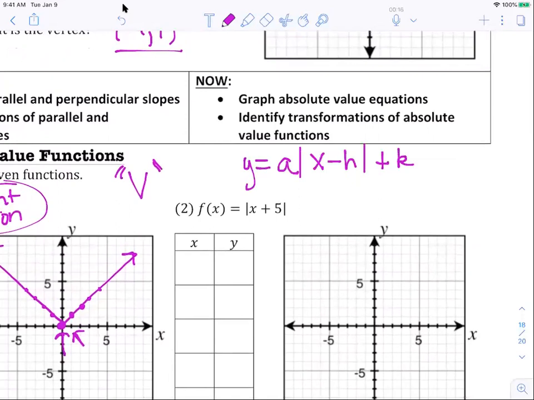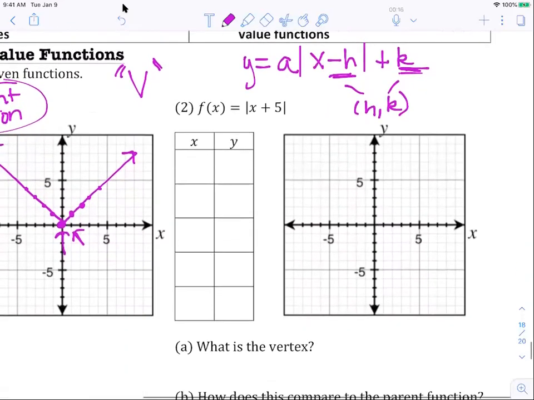Okay. Now, if you'll remember, I always call these guys Hank and Kelly. Hank always lies. But basically together, these form the vertex. So whatever is inside with the x, the opposite sign of that is going to be the x coordinate. And then whatever number is outside the absolute values, being added or subtracted on the end, that becomes your k value or the y value.